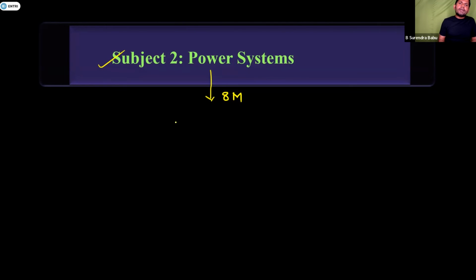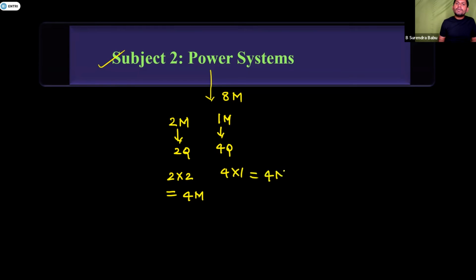In the total 8 marks, 2 questions are asked for 2 marks, and 4 questions for 1 mark. This is 2 into 2, that is 4 marks, and this is 4 into 1, that is 4 marks. As per the data collected from the students, it is also memory based only. Total 8 marks weightage is given. Maybe 1 or 2 questions may be missing, but we don't know about those questions. Once the total question paper is out, then only you know the total weightage. But for power systems, up to whatever data we collected, it is asked for 8 marks.